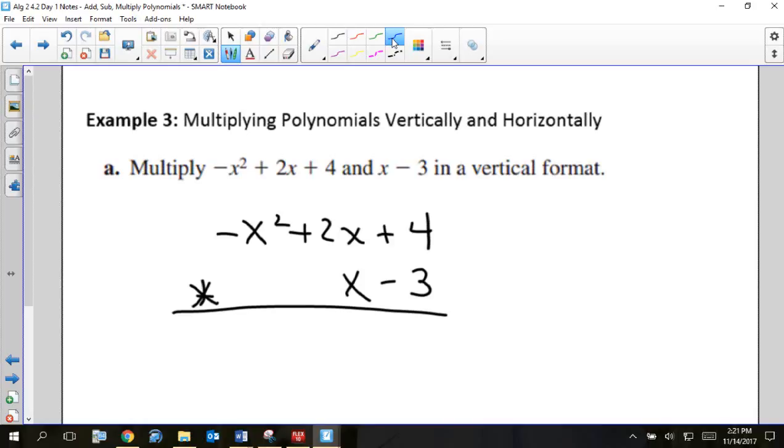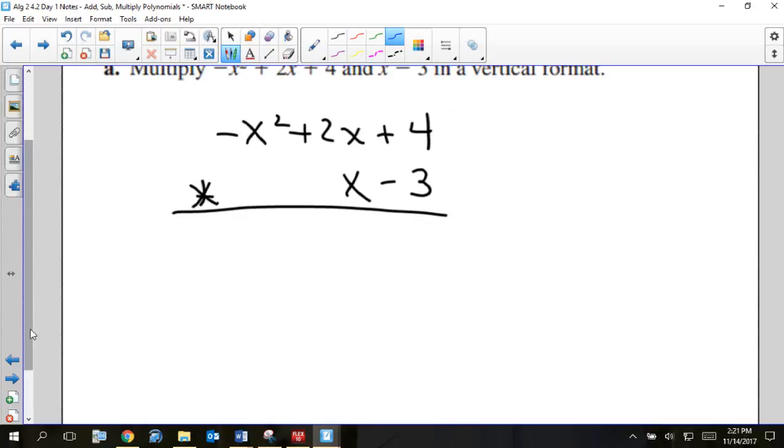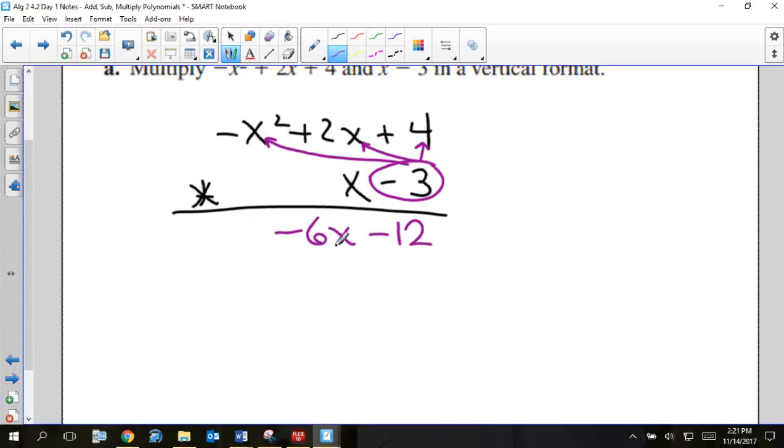Alright, so the vertical format is actually not much different than horizontal format. Vertical format means you're going to take this minus 3 and multiply it by all three terms that it's under. So you're going to distribute the minus 3. Negative 3 times 4 is negative 12. Negative 3 times 2x is negative 6x. And negative 3 times negative x squared is positive 3x squared.